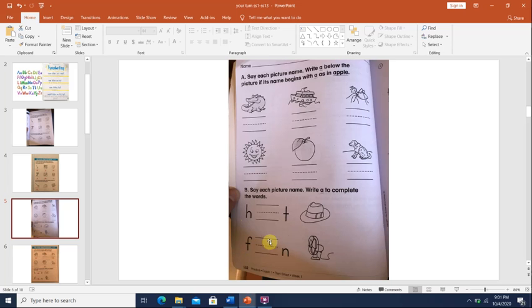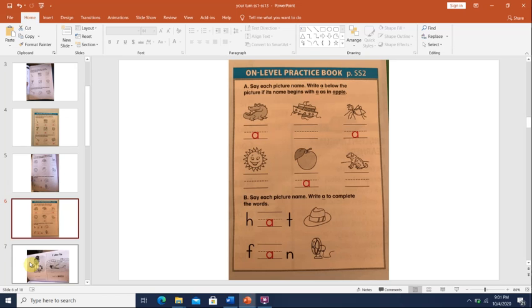Okay, if we put the a here like it says, it'll be fan. All right? Okay, so again, what sound does the S make? S. What sound does the M make? M. What sound does the A make? A. Okay? Here, you'll find the answers.